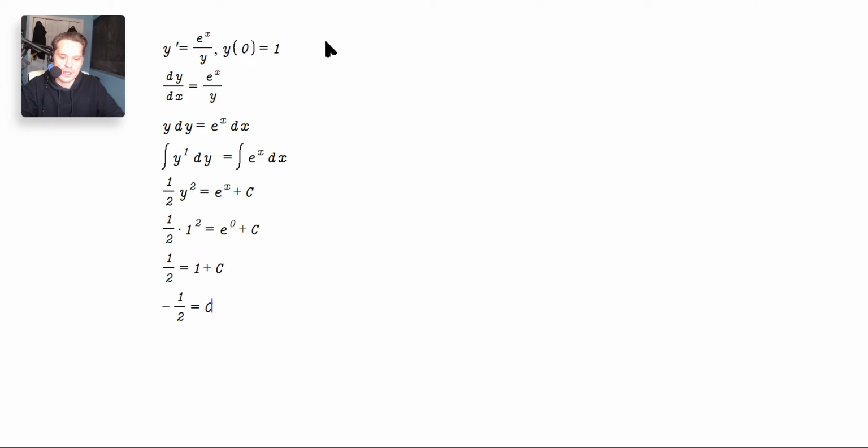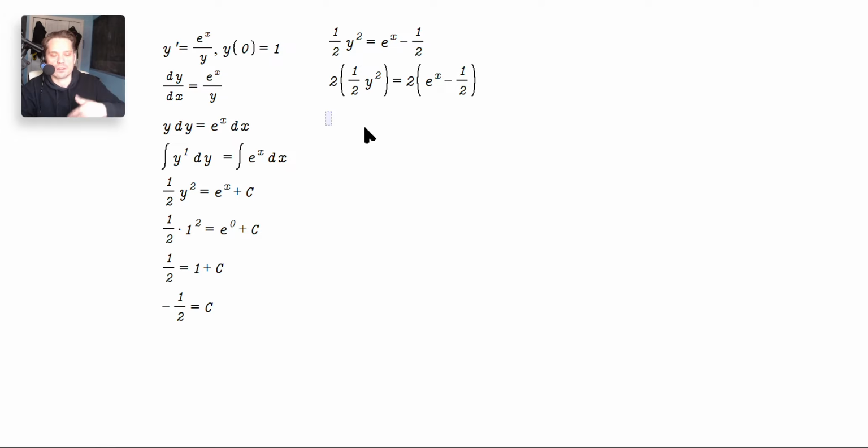So that's done. From there, now we get the equation as follows. 1/2 y squared is equal to e to the x minus 1/2. So that's an implicit solution, but here you can solve for y explicitly. You can do that by multiplying every term by 2, because we want to get rid of the fraction on y squared. So 2 times 1/2 is 1, so you have y squared. Then 2 times e to the x is 2e to the x. 2 times negative 1/2 is negative 1.